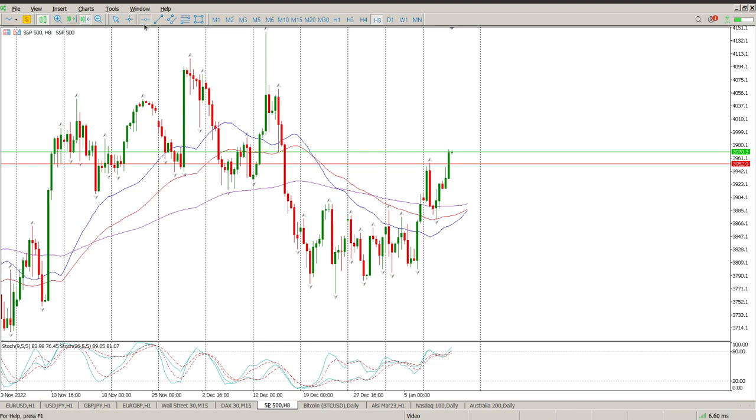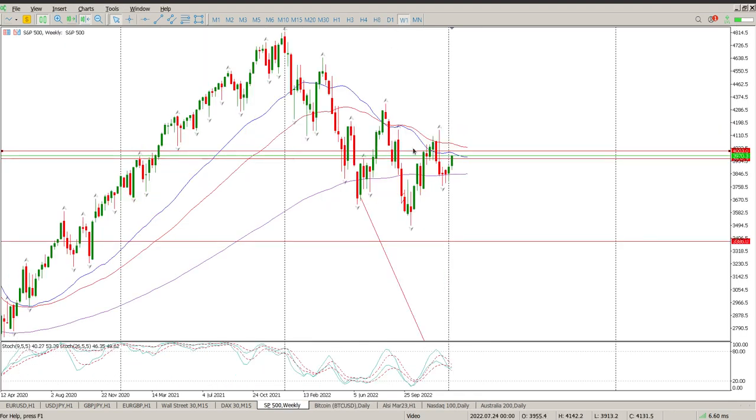We battled with this area, well, not all, but a lot of the time last year, and that is 4,000. So you can see there was always a lot of price action at 4,000, and that is something which we are looking at the moment.